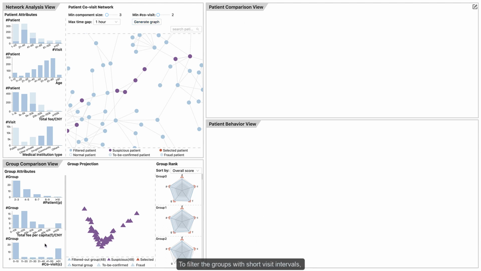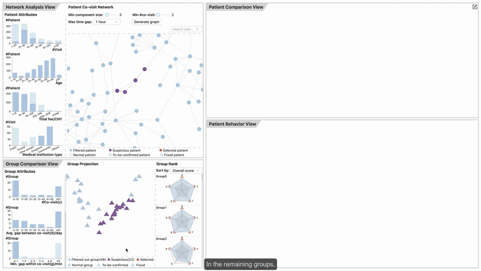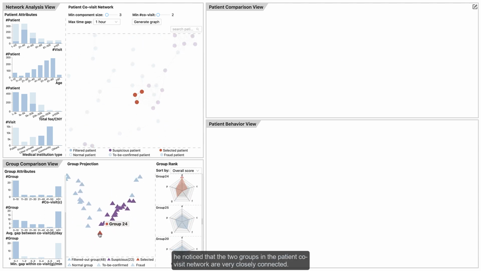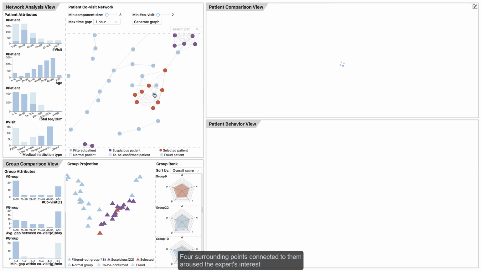To filter the groups with short visit intervals, he selected the 0-1 minute bar in the chart about the minimum gap within the co-visit in the group attributes view. In the remaining groups, he noticed that the 2 groups in the patient co-visit network are very closely connected. 4 surrounding points connected to them aroused the expert's interest and were therefore added for analysis.